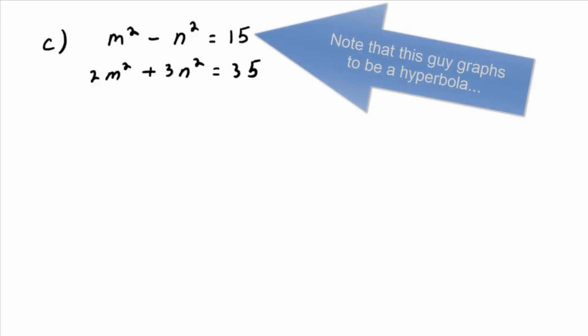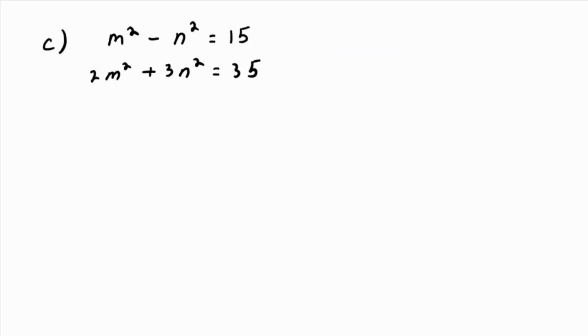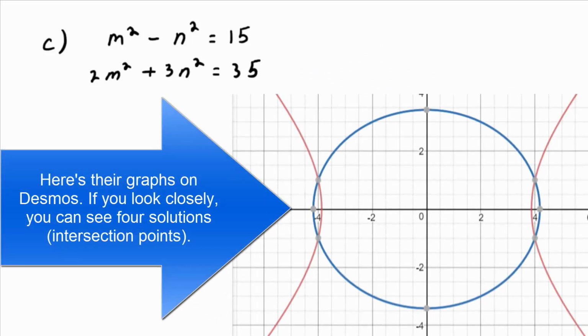So in part C, we want to solve. We go in alphabetical order, m comma n, when we solve for the ordered pair. And notice we have m squared minus n squared equals 15, and 2m squared plus 3n squared equals 35. Substitution wouldn't be easy in this case, in case you were wondering, because you'd have to solve it for either m or n, which would involve taking square roots and plus or minuses, right?